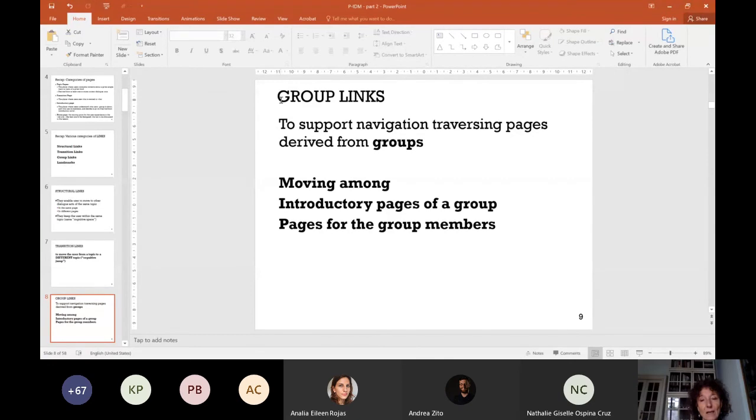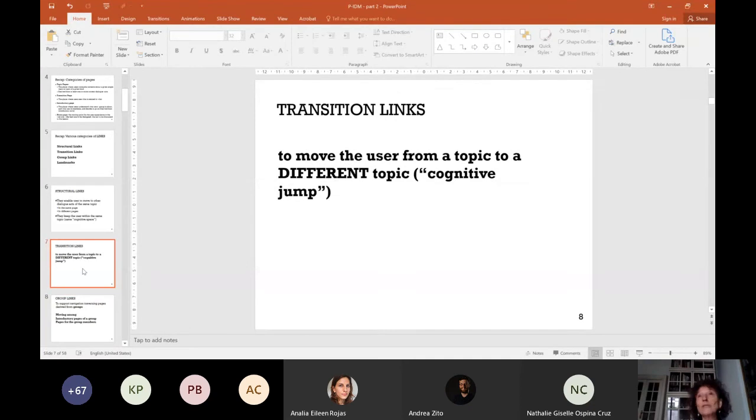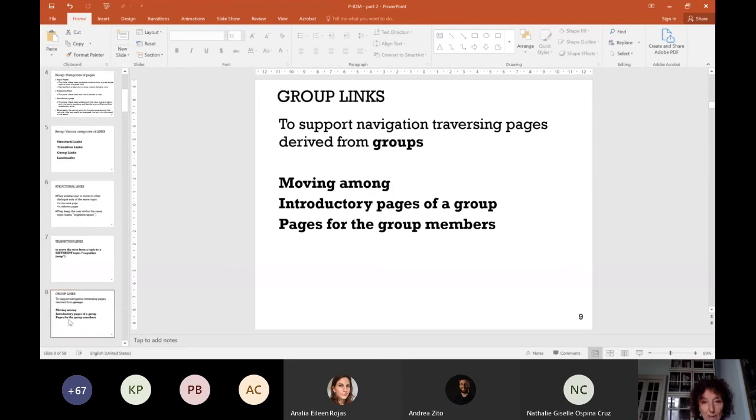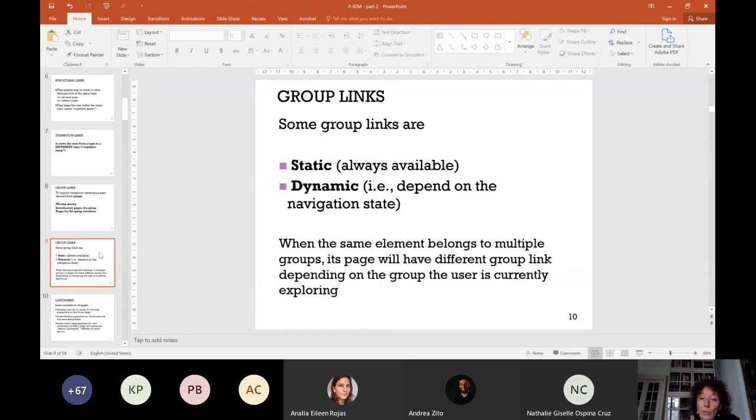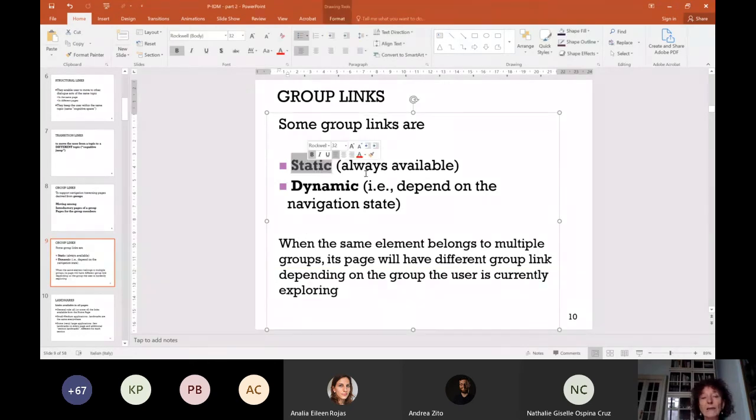So group links and structural links are in all medium to large size web applications. What characterizes more sophisticated websites, in which you really want to model more about the semantics of your domain and embed more relationships about the world, are transition links. One notice about group links is that some group links are static, so you can define them at design time.